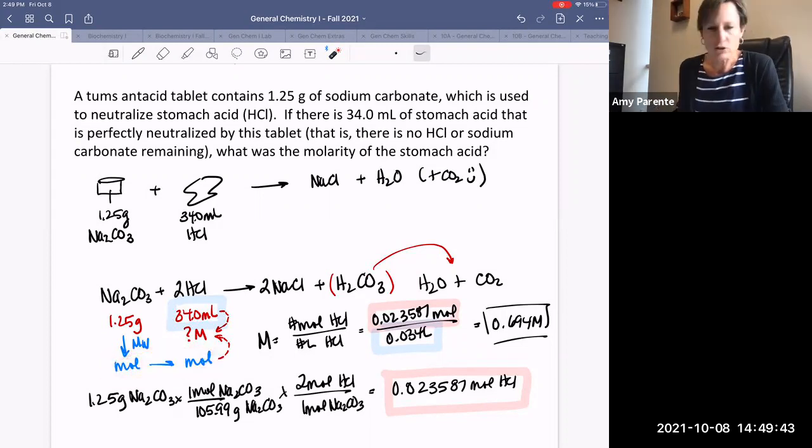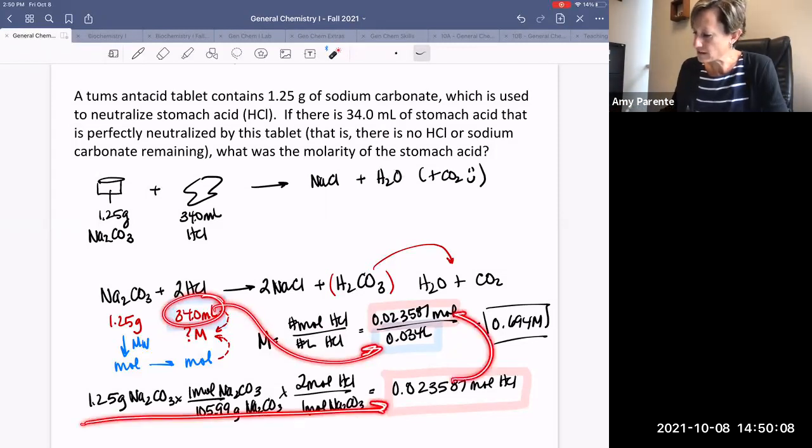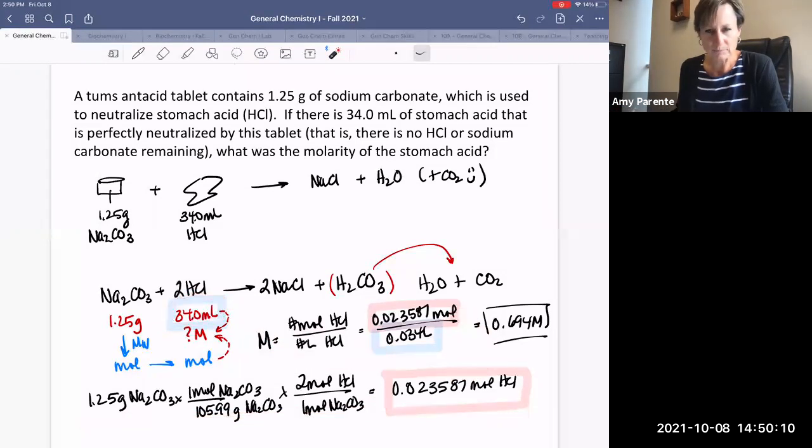Then I can convert to moles of hydrochloric acid using my balanced chemical equation. And then this problem becomes just like our last one. Since we were solving for molarity, molarity is a relationship quantity. So I need to take the moles of hydrochloric acid that I have and divide it by the volume that it's contained in. So here's the volume that it's contained in. So that's going to become my denominator. And then my stoichiometry is going to be what generates my numerator there. Put all of that math together.